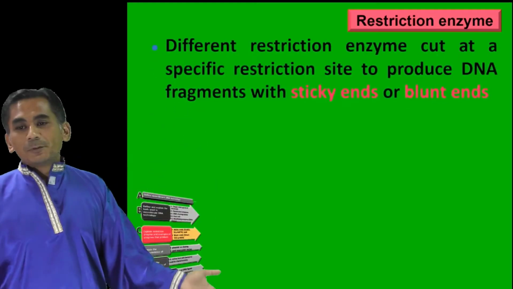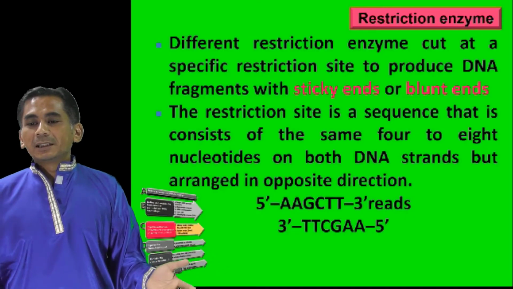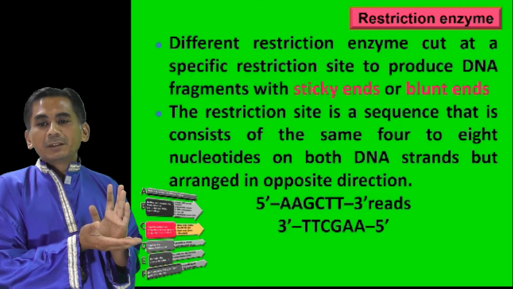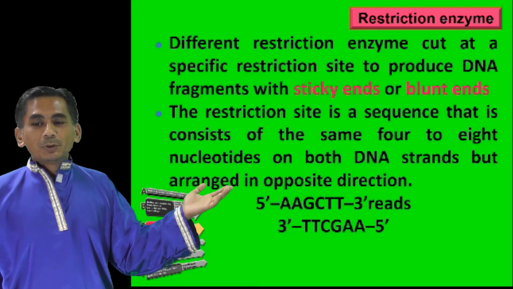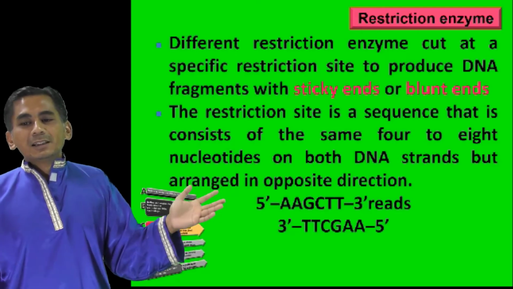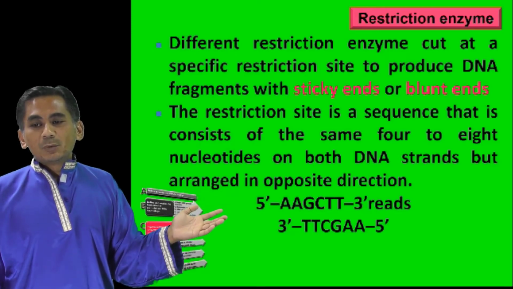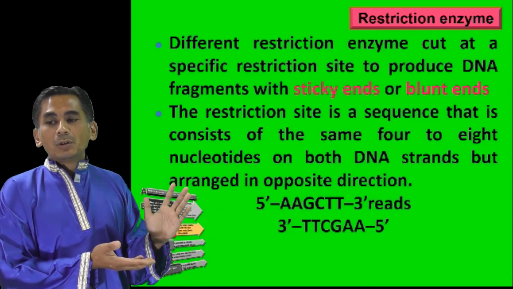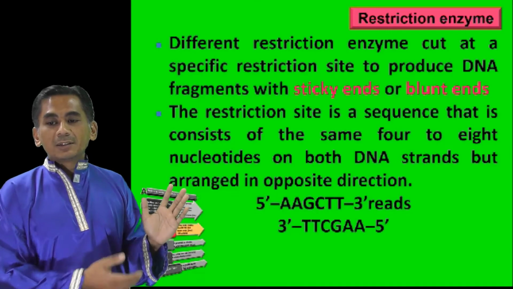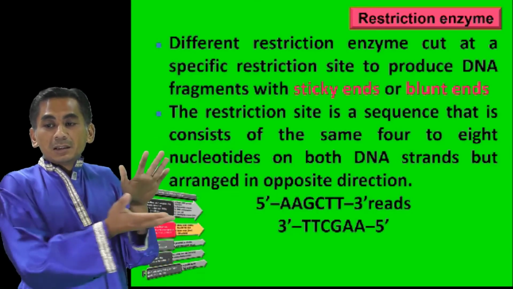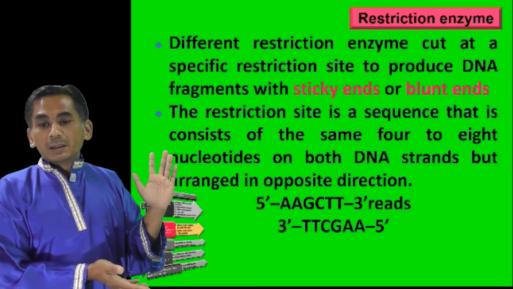There are various types of restriction enzyme. Different restriction enzymes recognize and cut different specific recognition sites. This produces DNA fragments with sticky ends or blunt ends. The recognition site is a sequence that consists of the same 4 to 8 nucleotides on both DNA strands but arranged in opposite direction.